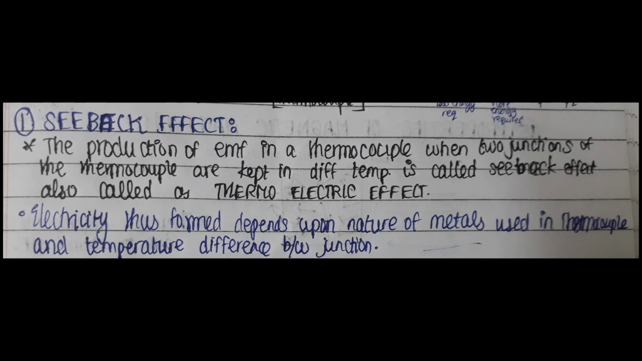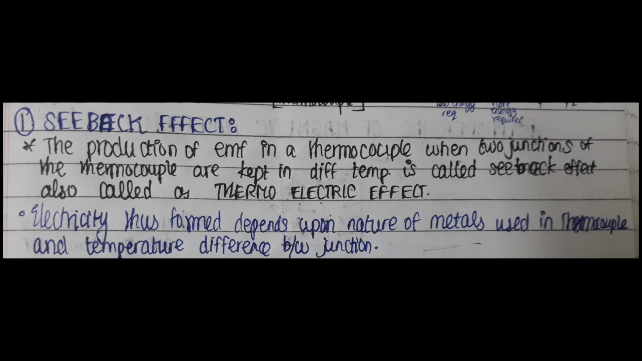Okay. Seebeck effect. The production of EMF in a thermocouple when two junctions of that thermocouple are kept at different temperature is called Seebeck effect. This is also called thermoelectric effect. So, when the two junctions are maintained at two different temperature, at the hot junction, the electrons gain energy and move, which creates a current. So there is an EMF generated between the two ends in which the electrons move. The production of EMF in this thermocouple is called thermoelectric effect.